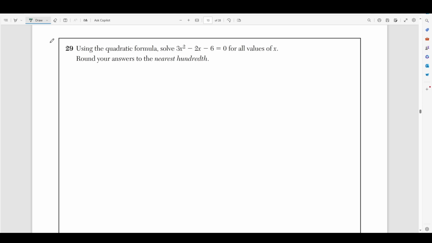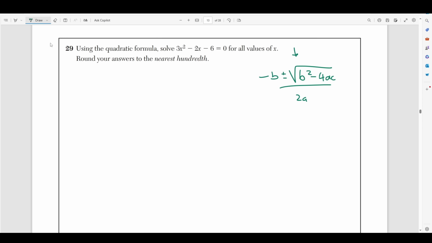Number 29 says, using the quadratic formula, solve 3x squared minus 2x minus 6 is equal to 0 for all values of x, and then round your answers to the nearest hundredth, right? So what is the quadratic formula? The quadratic formula is negative b plus minus radical b squared minus 4ac divided by 2a. This is just something that you need to remember for the test. I don't really have a mnemonic to help you remember, but you just need to come into the test with that in your brain, right?